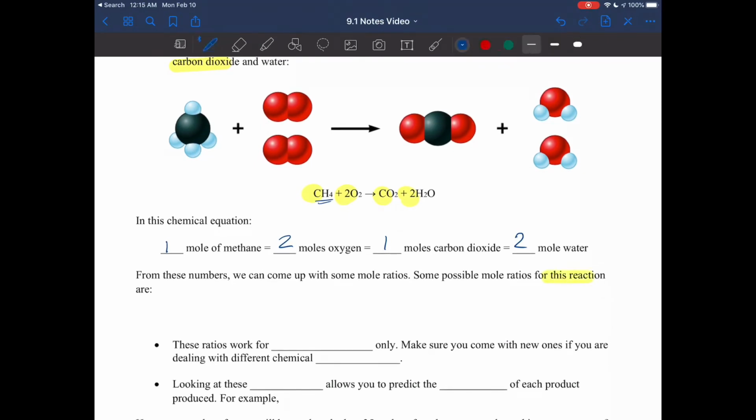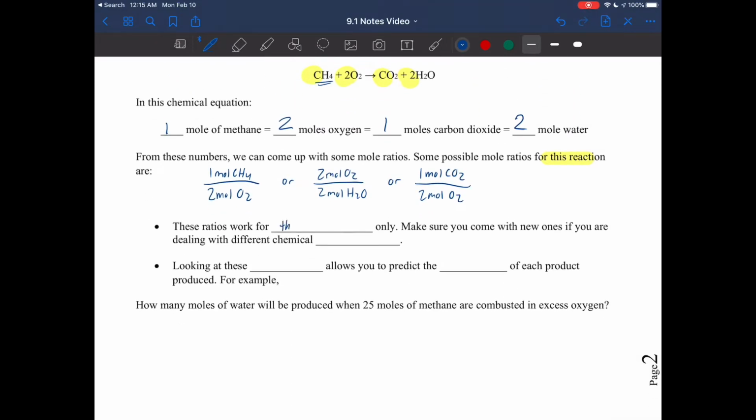So from these numbers, we can come up with some mole ratios. Some possible mole ratios that we could think about are 1 mole of CH4 to 2 moles of O2, or 2 moles of O2 to 2 moles of H2O, or maybe 1 mole of CO2 to 2 moles of O2. See, I'm basically just making all these up. You can have so many possibilities, just making sure that they're relevant to your problem.